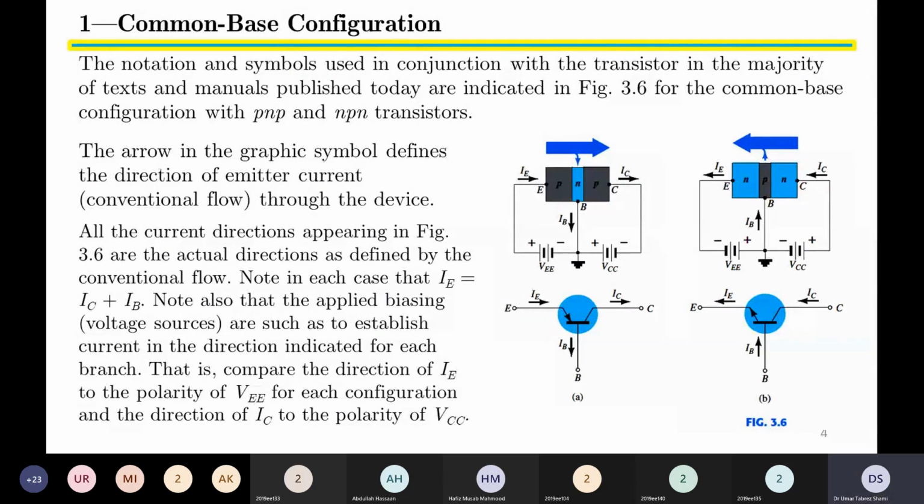So let us look at the diagram. First, let us look at diagram 3.6 part number A. Here we see voltage source VEE.